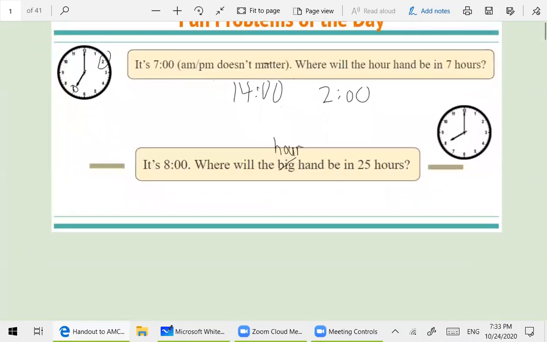And for the other one, in 25 hours, 25 hours is 1 day plus 1 hour. And we know we can effectively ignore the day because it won't affect the hour hand. So this problem is the equivalent of saying where's the hour hand 1 hour after 8 o'clock, which would be at the 9.